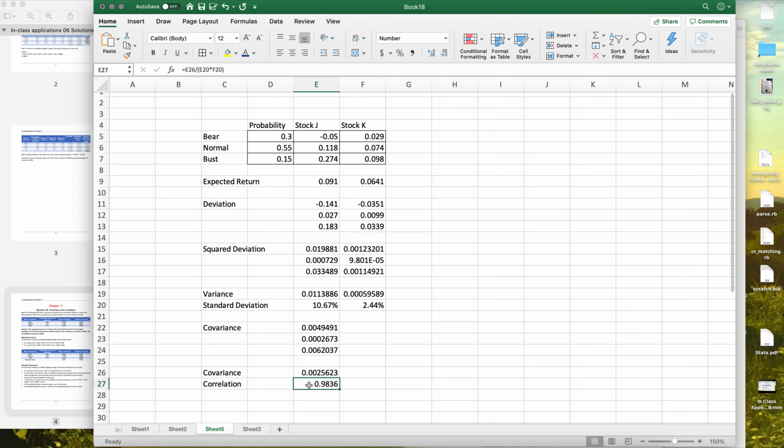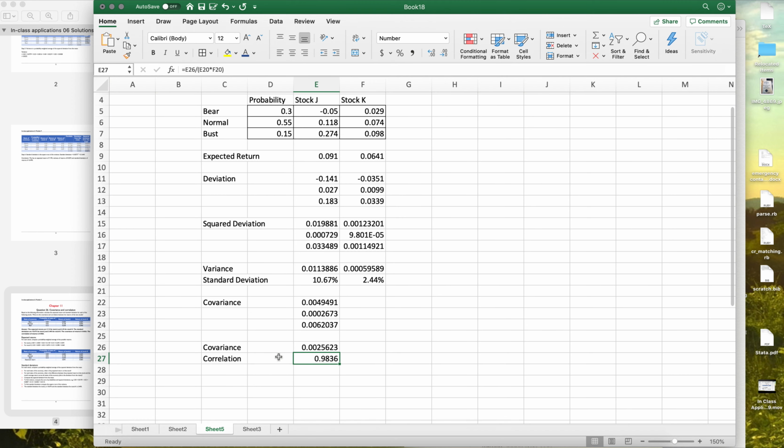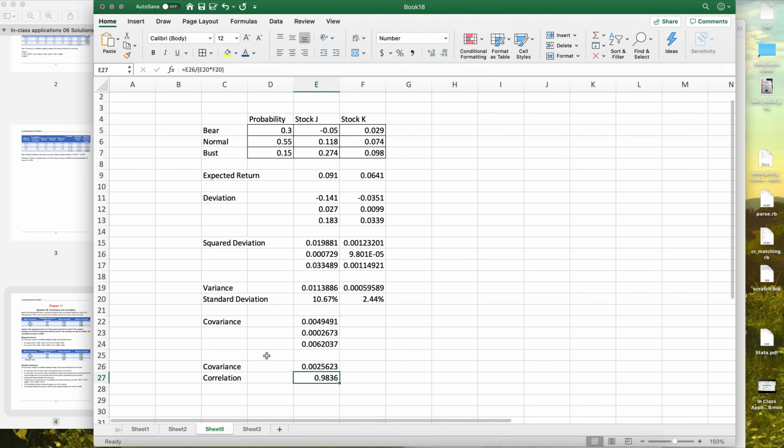The correlation shows us that 98% of the movements are in the same direction. So as the bear market hits, both stock J and K do poorly. When the bust hits, oh, I think I wrote these in wrong. When things go, I guess, good or poorly, however you want to look at it, these stocks do much, much better. And so 27% return and 9.8% return, basically they go in the same direction. So a correlation of 0.98 means that the stocks go in the same direction almost 1-for-1.